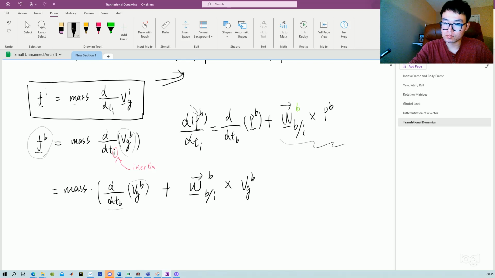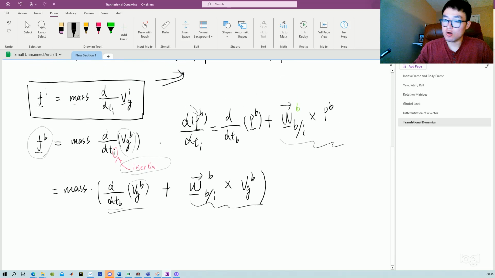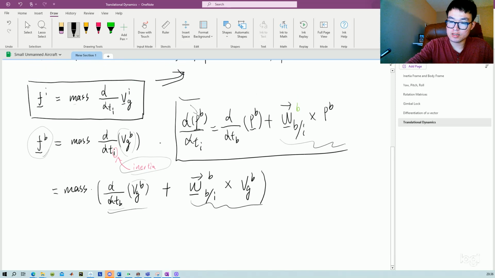Then we got Newton's second law in the body frame, when the observer is in the inertia frame. So this is the frame rotating effect. This is the normal derivative portion. So let's move on.